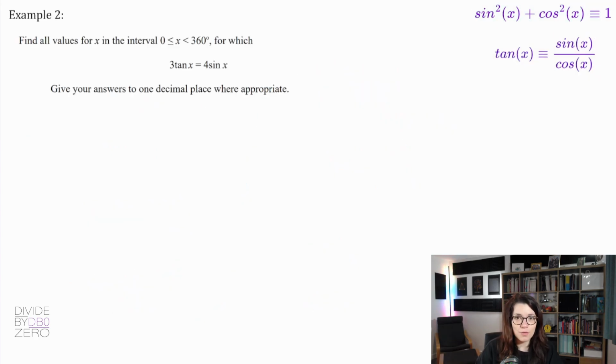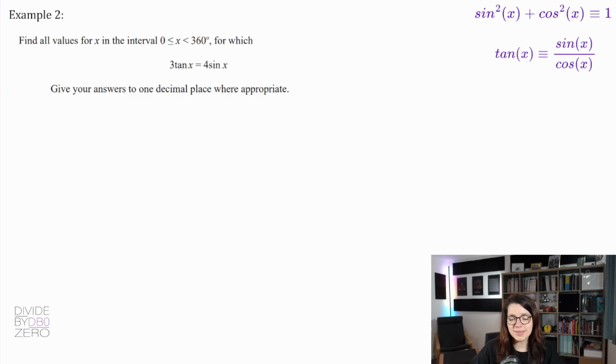Example 2 is about solving a trig equation. I've made another video on solving simpler trig equations, so I'd recommend you watch that one first if you haven't already. This example says: find all values for x in the interval between 0 and 360, for which 3 tan x equals 4 sin x. Give your answers to one decimal place where appropriate.